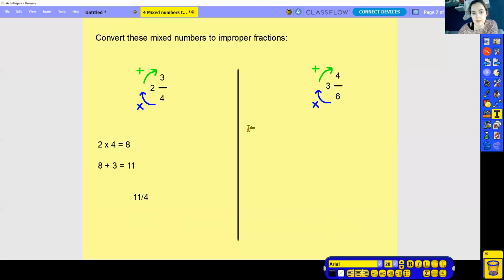Okay, let's try the second one. So the first step is to multiply the mixed number by the denominator. So we're doing 3 times 6, which equals 18. Then we're going to add the numerator on. So we've got 18, and we're adding on the 4, which gives me 22. And then if we're going to write that as a fraction, we've got 22 over 6. Okay, so we've got 22/6 there.